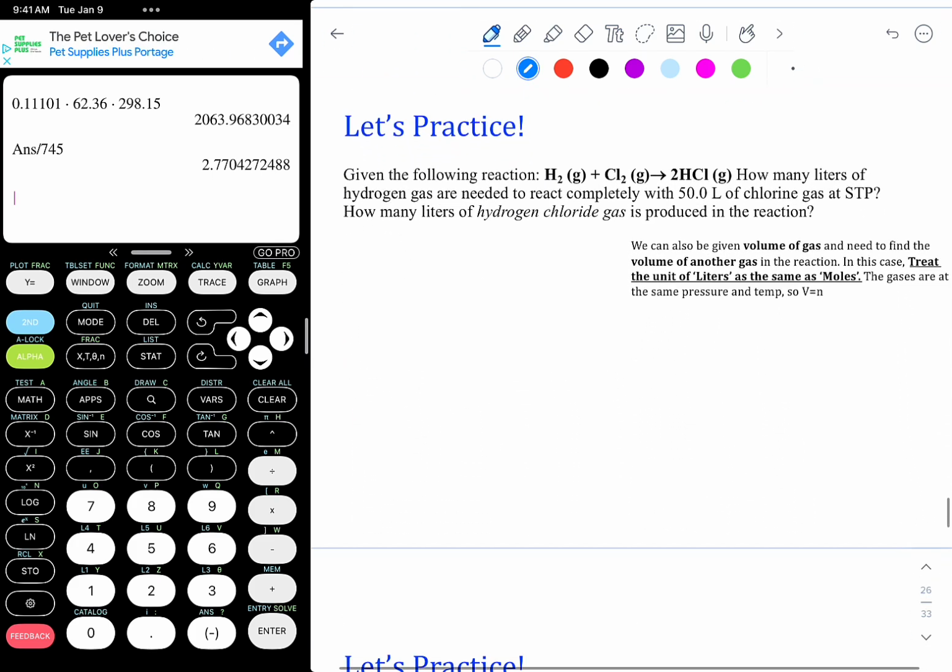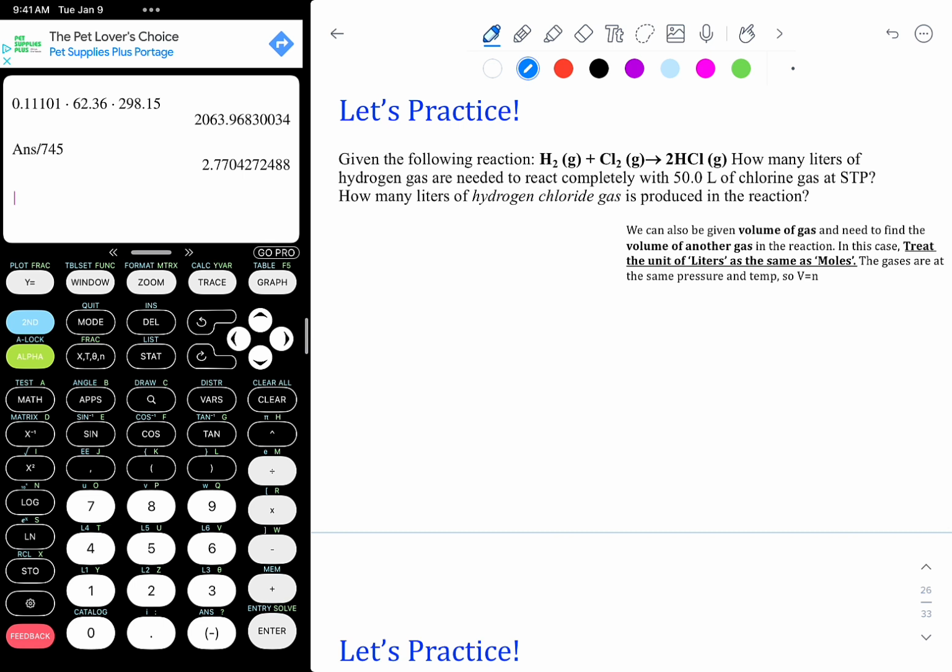Here's a problem. Given the following reaction, H2 gas plus chlorine gas goes to hydrogen chloride gas, how many liters of hydrogen gas are needed to react completely with 5 liters of chlorine gas at STP? How many liters of hydrogen chloride gas is produced in the reaction? Okay, so here's one that we have to remember from our previous lesson.